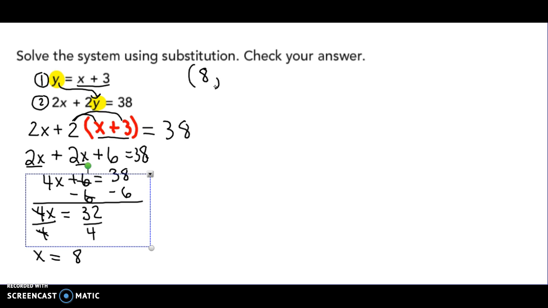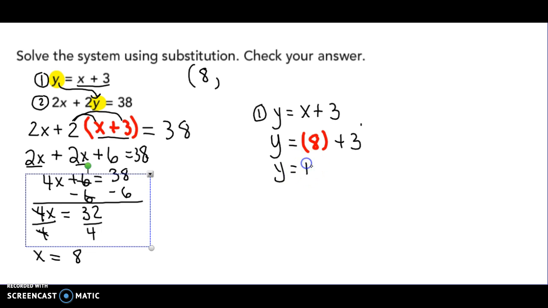So you choose again which equation you would like to use. I'm going to choose equation 1 to substitute 8 in for x so that I can figure out what y is. So my equation is y equals x plus 3. Remember, y equals, I'm going to substitute x in, which we found to be 8, plus 3, just letting x equal 8. So y is going to equal 11.